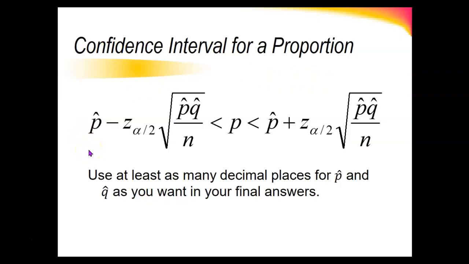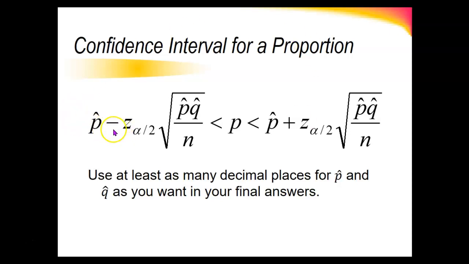So the formula that we use to calculate that kind of confidence interval looks like this. It's got a p in the middle. So instead of ending up with mu between two numbers, you're going to end up with p between two numbers. And the formula for what those numbers are, on the low end, you take p-hat minus z sub alpha over 2 times the square root of p-hat times q-hat over n. And on the high end, you have the same formula, but with a plus instead of a minus: p-hat plus z sub alpha over 2 times the square root of p-hat q-hat over n.